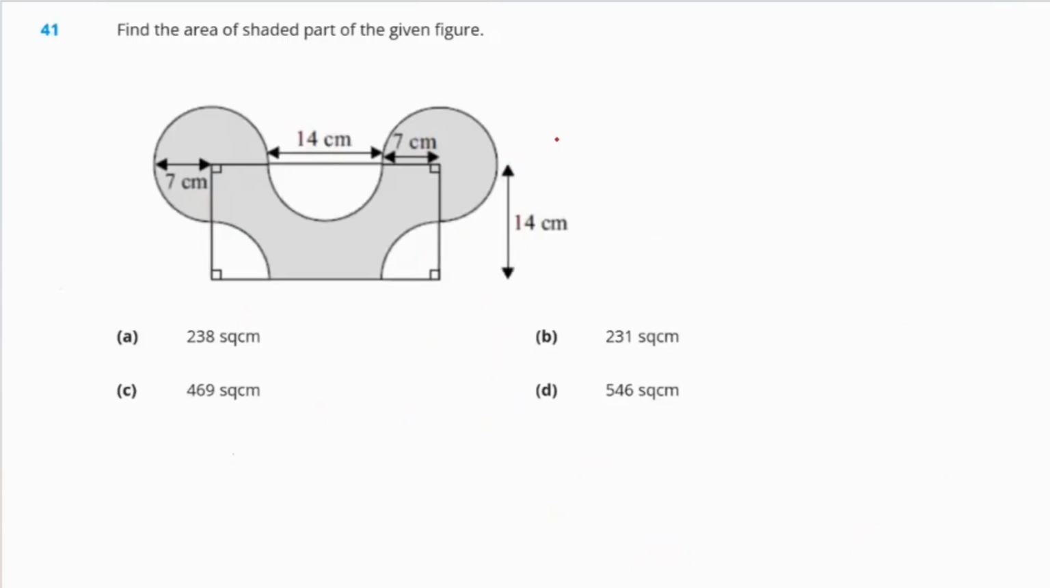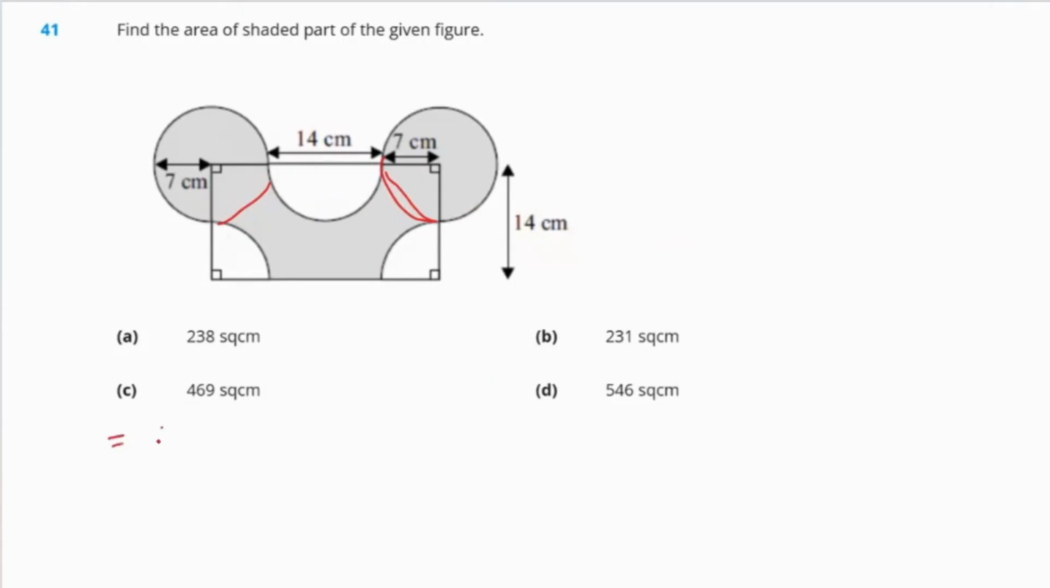Next question, we have to find the area of the shaded part of the given figure. Okay, here you can see in this given figure, one rectangle is there and two circles are there. This one and this one is a circle. So first we have to find all the areas, then we have to subtract the unshaded part to find the area of the shaded part.